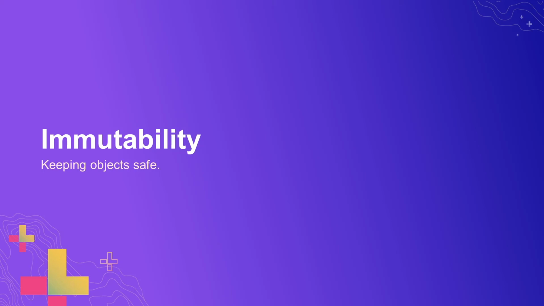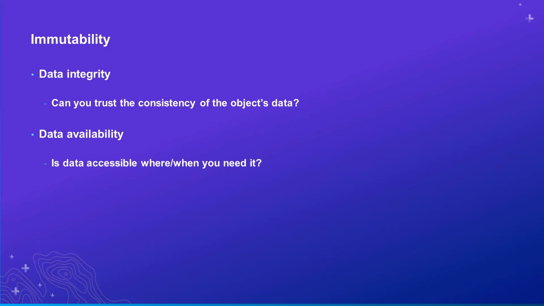Problems that immutability helps you to avoid can be categorized as either data integrity or data availability issues. Data integrity is essentially the consistency of that object's data throughout its entire life cycle, whereas data availability is just the assurance that when you make a query or you're trying to access data from a certain object, it will be in the expected outcome or format that you need it to be. Immutability helps keep your object secure.